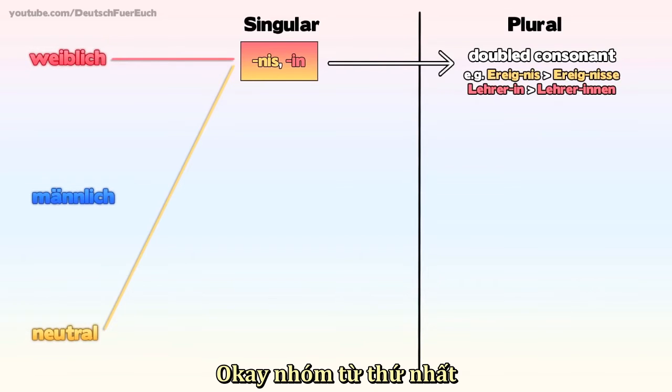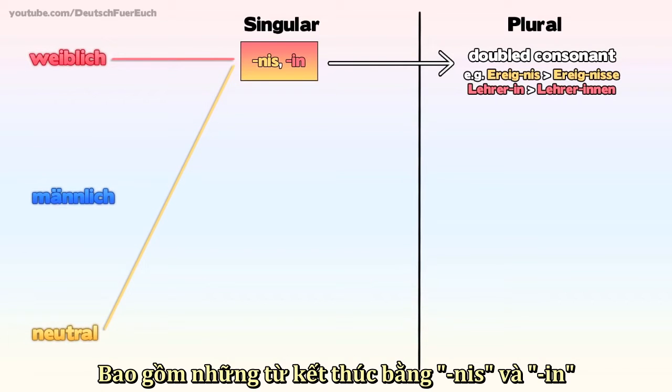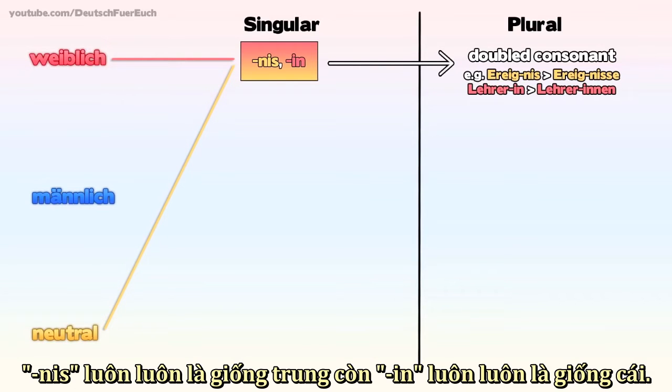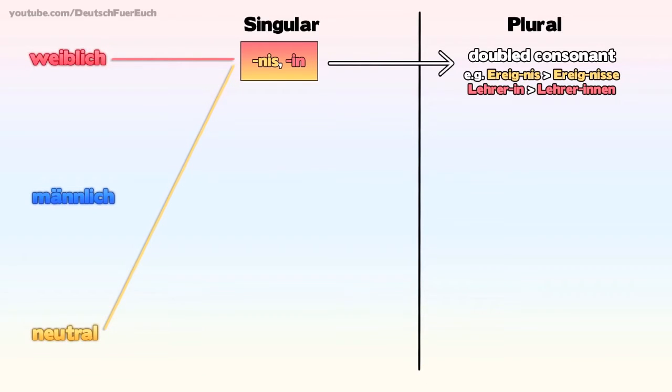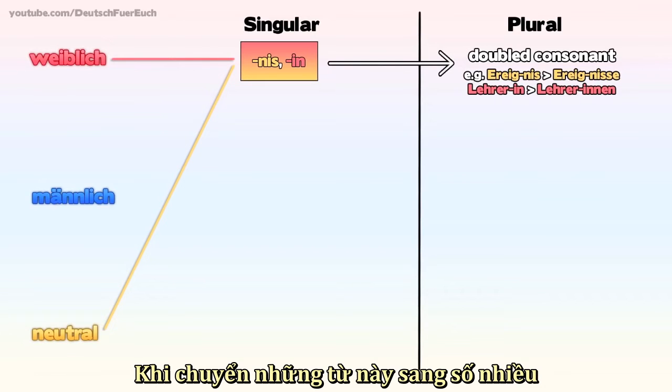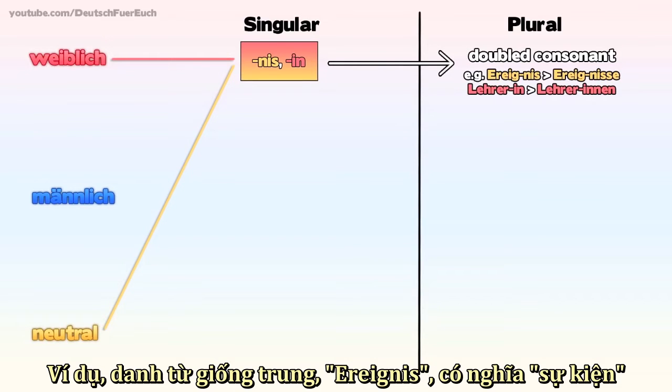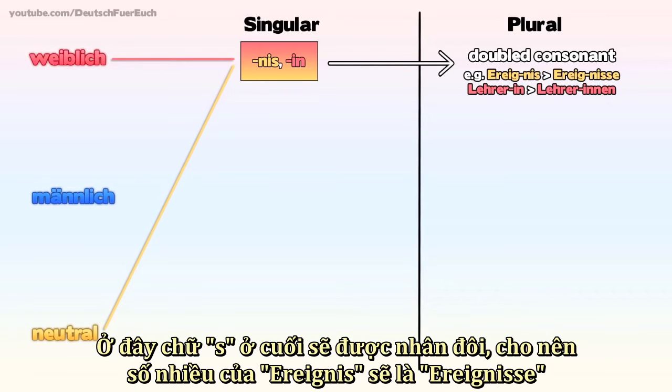Okay, let's start off with this one. It applies to words ending in nis and in. Nis is always neutral and in is always female. So when you put these words into plural, what happens is that they double their consonants. So their ending consonants. So for example, in the neutral word Ereignis, which means happening or event, what would happen would be that the ending S doubles, and the plural version of Ereignis therefore is Ereignisse.